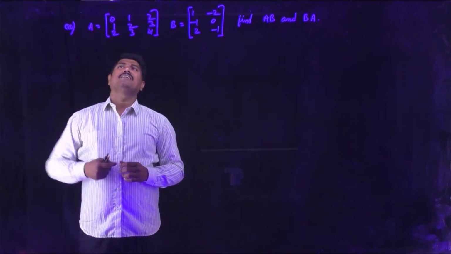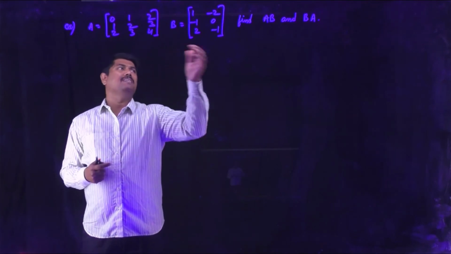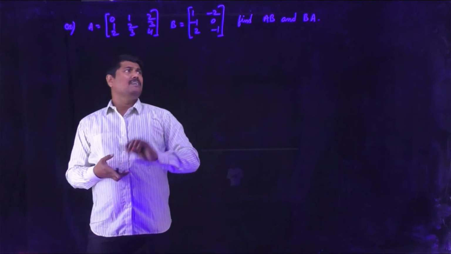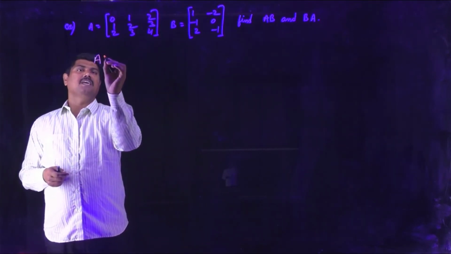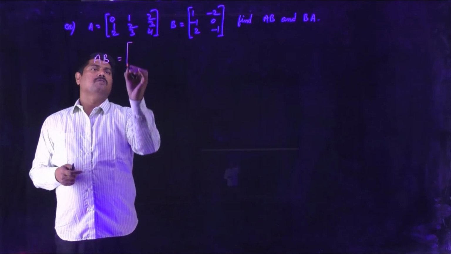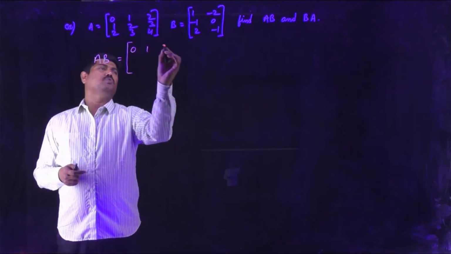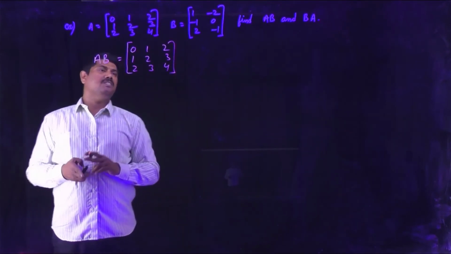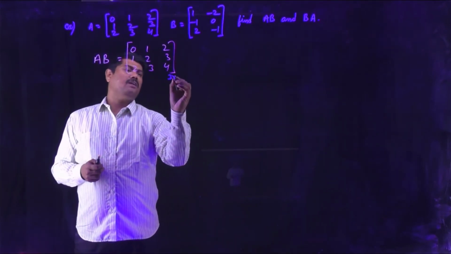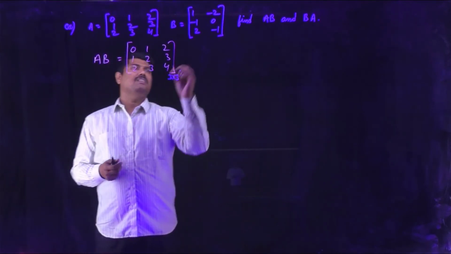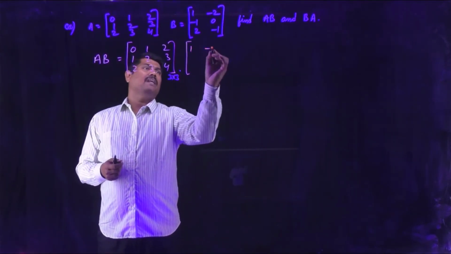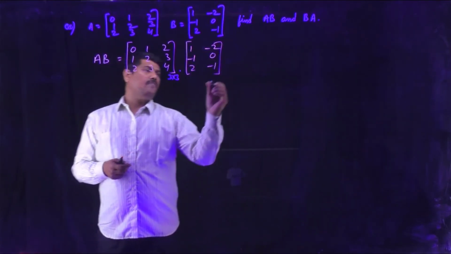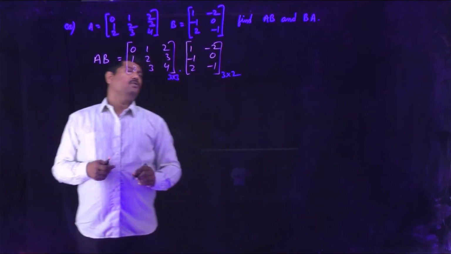They have given A as one matrix and B as another matrix, and are asking us to find AB and BA. Now let us first find the matrix AB. First write the matrix 0, 1, 2, 1, 2, 3, 2, 3, 4. This is the given matrix A and clearly it is of order 3 by 3. Next, consider the matrix B: 1, minus 2, minus 1, 0, 2, minus 1. So this is of order 3 by 2. It has 3 rows and 2 columns.